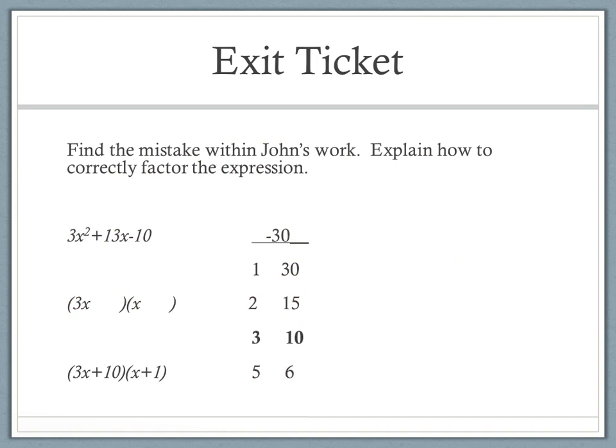Alright guys, so when we do this exit ticket, I'm just going to work through John's. We're trying to find his mistake. So 3 times negative 10 is negative 30. So he did that part right. But the thing that I notice is that he has both of his numbers positive, which we wanted to multiply to a negative 30. So that means one of these numbers has to be negative. Well, it has to add up to positive 13. So that means that our big number has to be positive, so our little number will be negative.